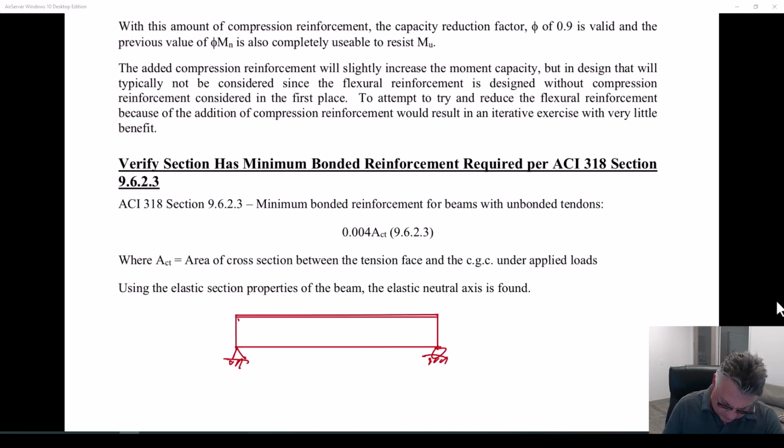I have to do some editing here. Okay, deflected shape. Cracking. Hey, it worked.